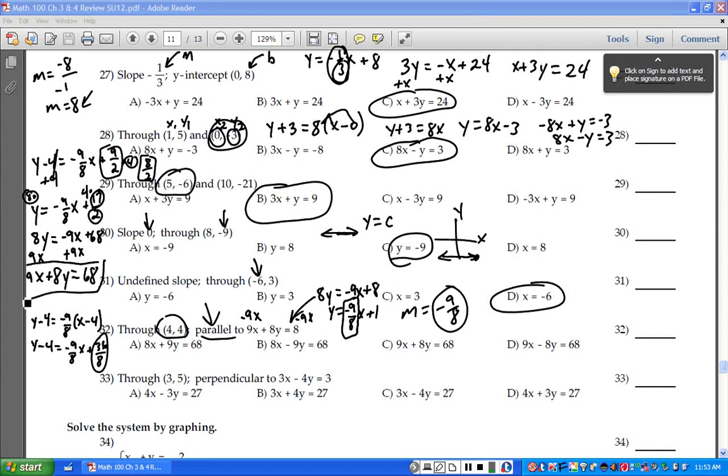And so for number 32, is it? 9x plus 8y equals 68. There's your answer, C.